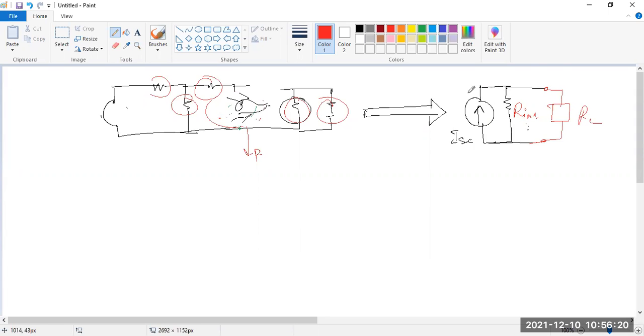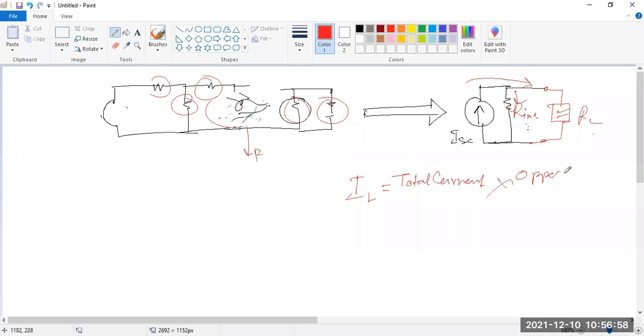Then you can see this ISC is divided here into two branches, only two branches. So we can apply the current division rule. The current division rule says that, say this is our RL, then the total current, again remember, the total current into the opposite resistance. If I want this branch current, then we have to apply the opposite resistance. This is your opposite resistance.